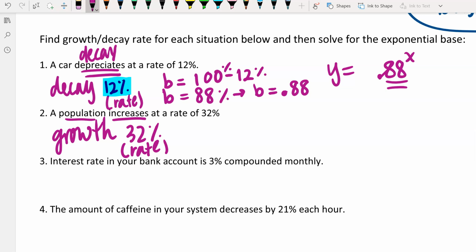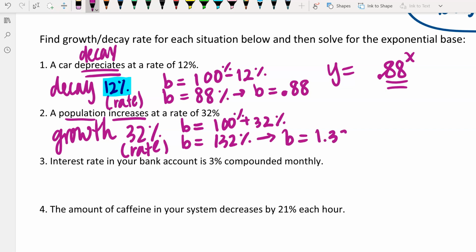And then to find your base, remember with growth, we take 100. We're going to add the 32% that we're given. So we have 132%, and then we're going to turn that into a decimal by moving the decimal place over 2 spaces. So our base of our exponential function would be 1.32. So again, this is just an example. If this was the equation, it'd be 1.32 raised to the x, okay, because that is our base.